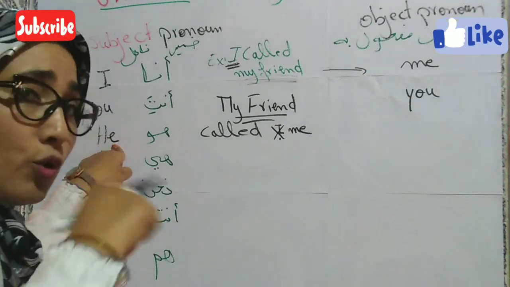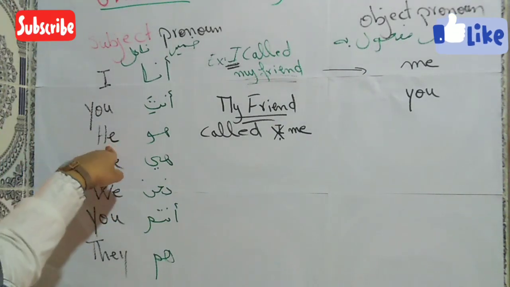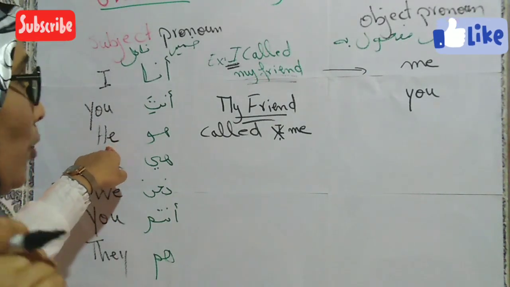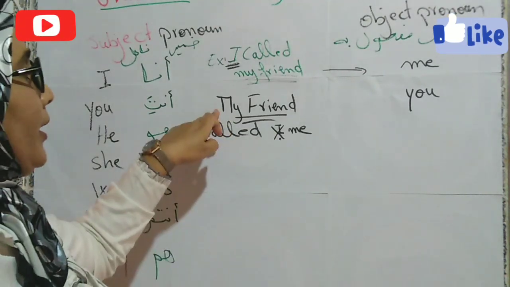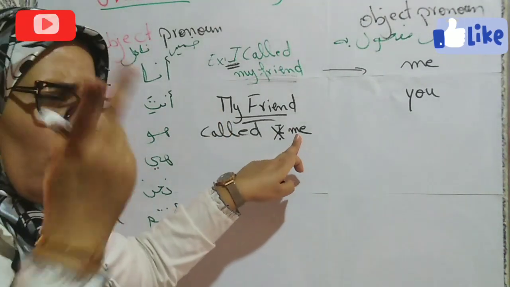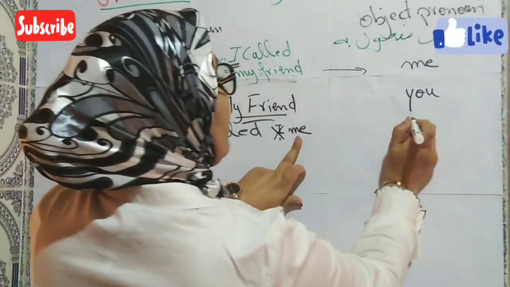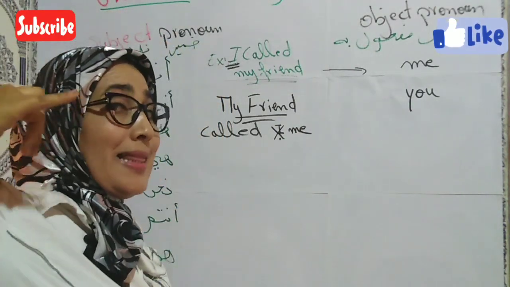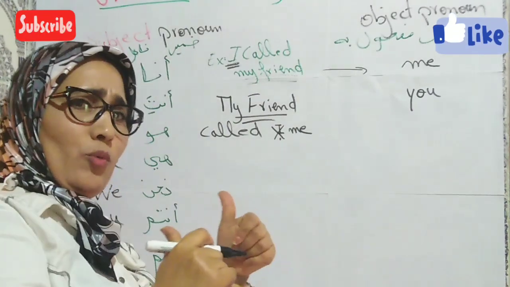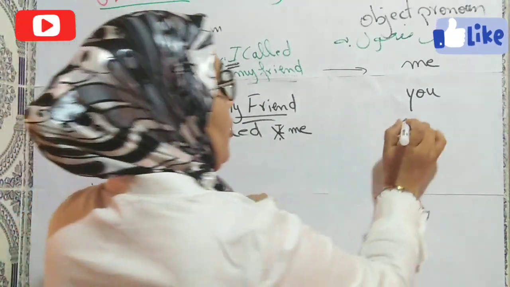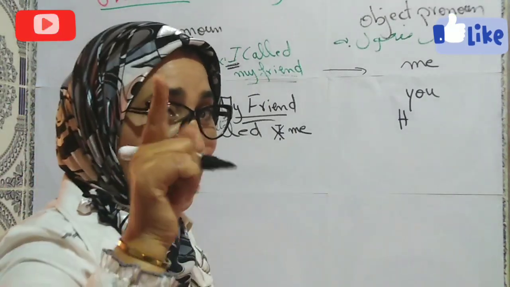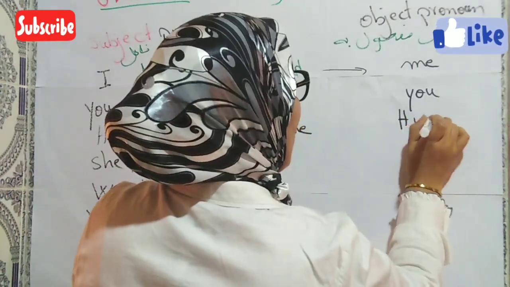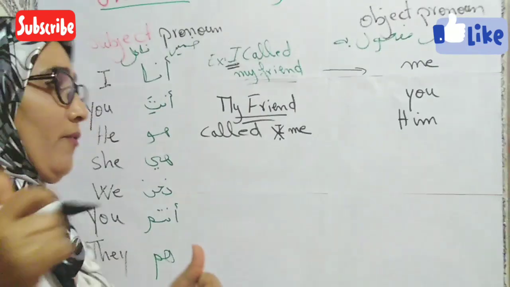Then we move to the next pronoun, which is he. He for boy. Let's say the same example. He called me. We switch them. I want to call he. Do we say I called he? No. We say I called him. I called him. Very good.